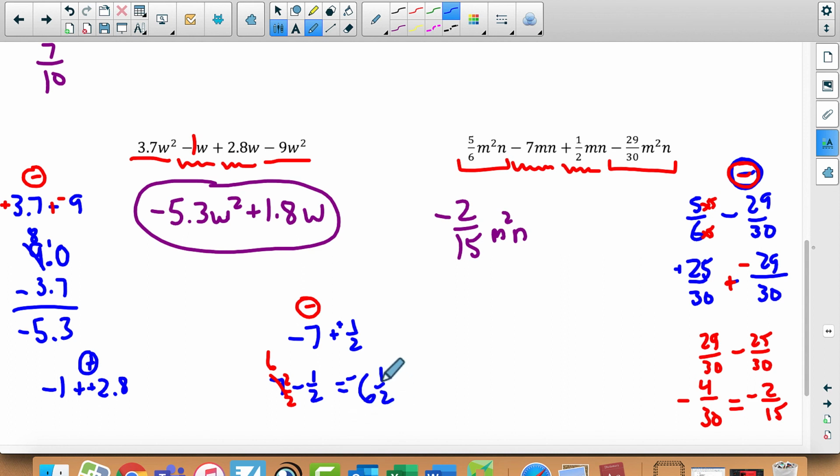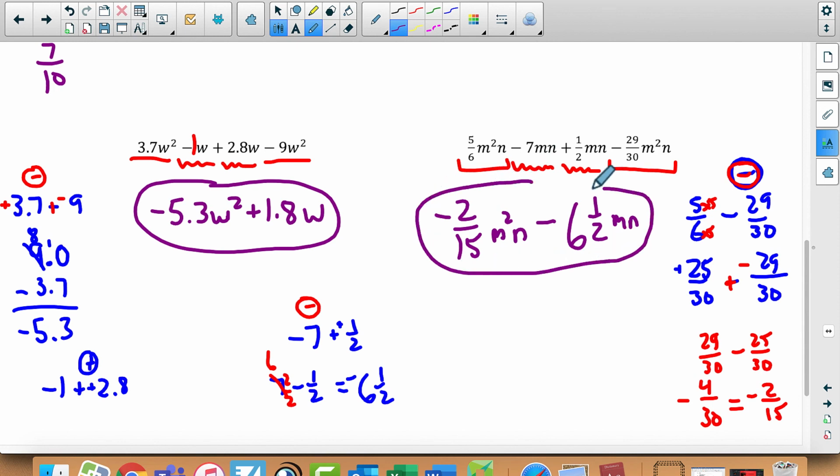If you want to make it improper, you can. It'd be negative 13/2. But I'll keep it like this. So I go minus, don't go plus negative. Try to get in the habit of just putting minus when you have a negative. 6 1/2. And what were we talking about here? We were talking about mn's. And we're done. We've combined terms.